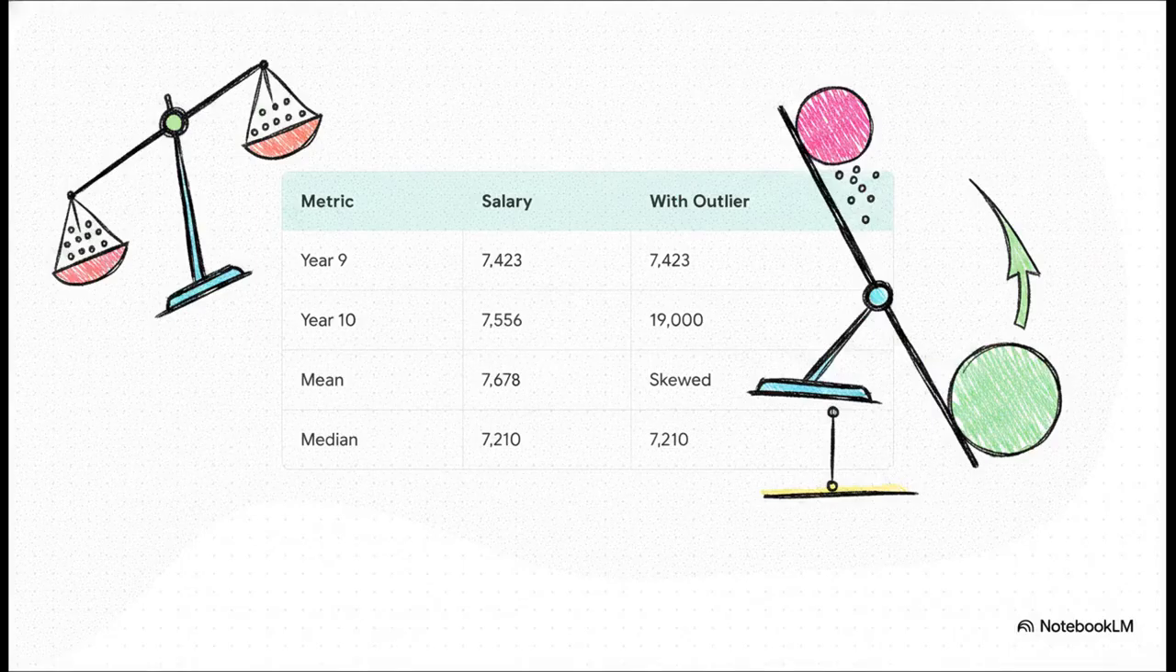Now, what's really interesting about this slide is the hidden danger of relying strictly on the mean. So, in a normal data set, the mean and median are usually pretty close to each other. But look what happens if we introduce a massive outlier. Imagine in year 10, someone suddenly earns $19,000. That single extreme value violently yanks the mean upward, completely skewing it, and giving us a totally false impression of what a typical salary is here. The median, however, it stands its ground. It just ignores the extreme edges and stays right at 7,210. So when outliers are crashing the party, the median is a much safer metric for finding the true center.